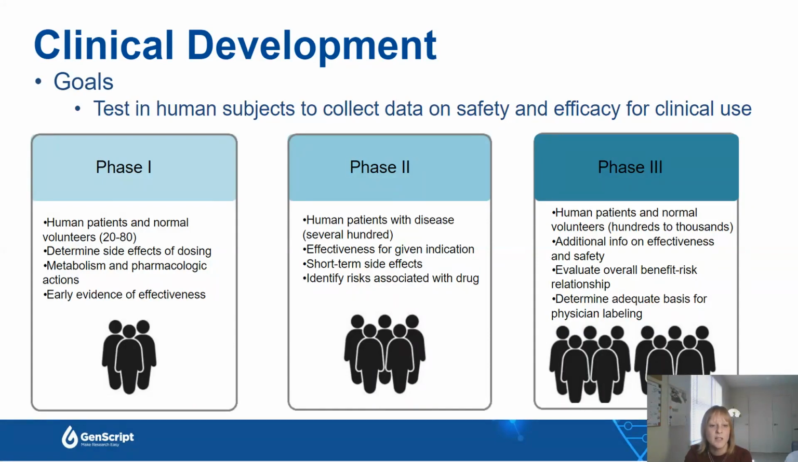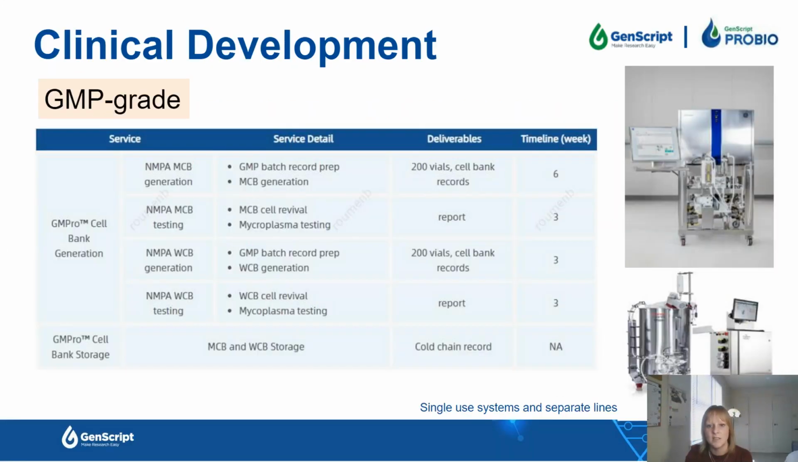After passing phase 1, phase 2 includes a larger group of subjects and studying the effectiveness for the indication, identifying any short-term side effects, and also any risks. Passing phase 2 moves to phase 3, where an even larger subject pool is studied for effectiveness and safety, evaluating the risk-benefit, as well as determining the basis of physician labeling.